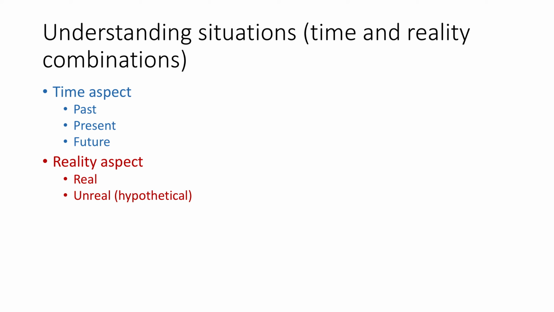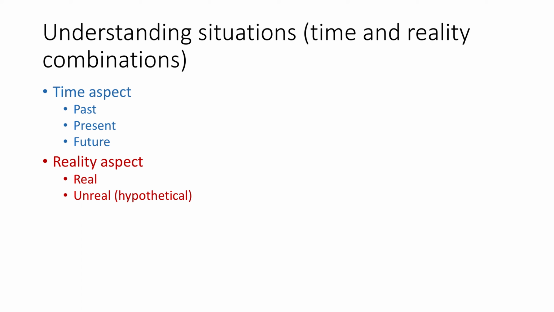So, in the combinations that are related to conditional sentences, we have the time aspect, and the time can be past, present, and future. The second aspect is the reality aspect. We can talk about a situation that is real or unreal, or hypothetical. I'm going to call it hypothetical from now on, but it is the same as an imaginary situation or unreal situation.